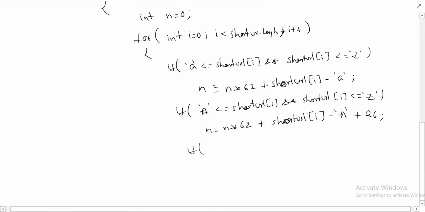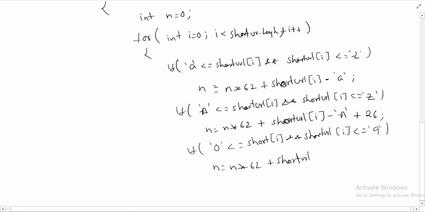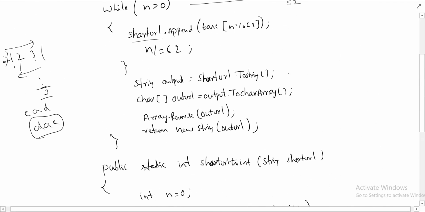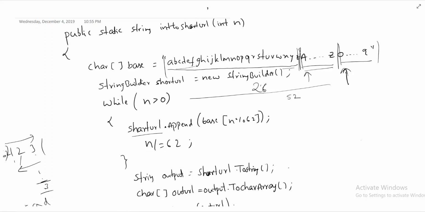The same, see, if it is between 0 and 9, the same, we add 52 here. That's it. When n is ready, we return n. We get the integer back now. So this is the URL shortener design. That's it. Thanks.